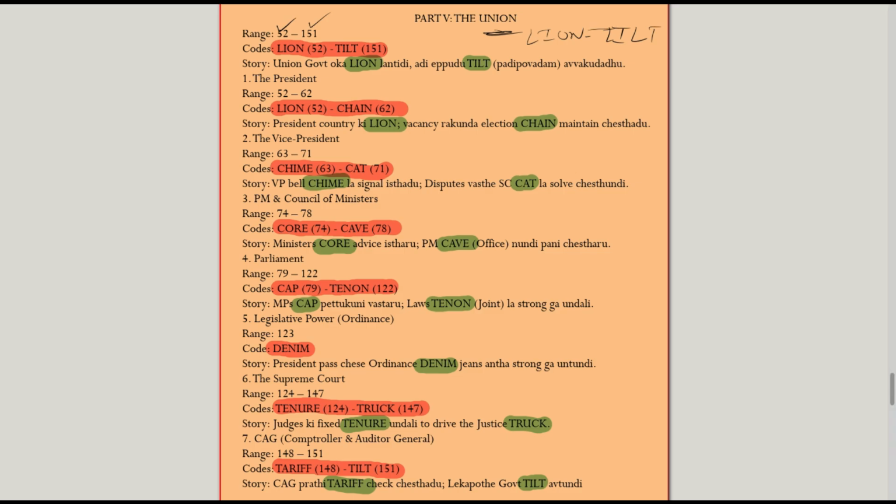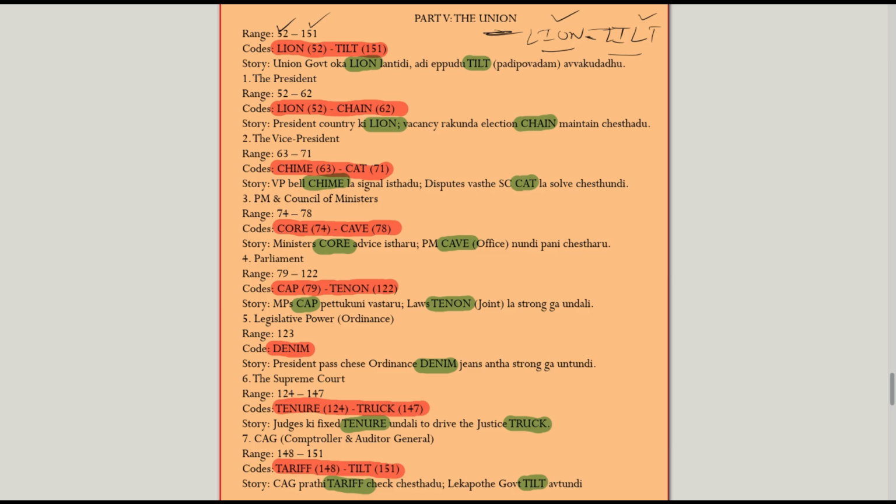The words are also very simple, so you might have already known the meanings. Lion is an animal. Tilt means a shake by becoming bend to one side. So the story is also very simple. Union government is like a lion, so it should not tilt at any cost, because they need to take care of the entire country. So union government should act like a lion, and it should not tilt at any cost, because they need to take care of the country. Okay, that is the story.